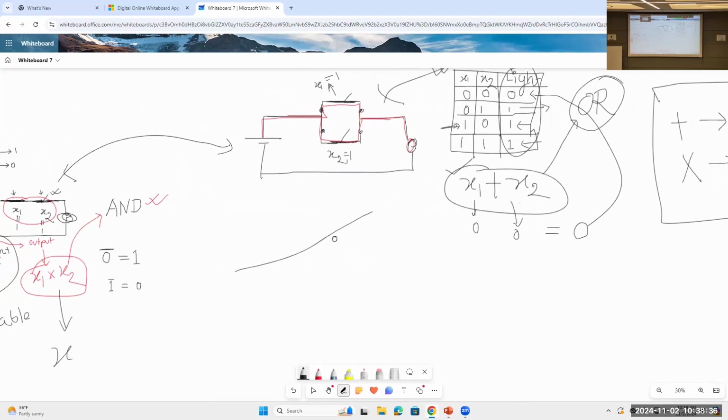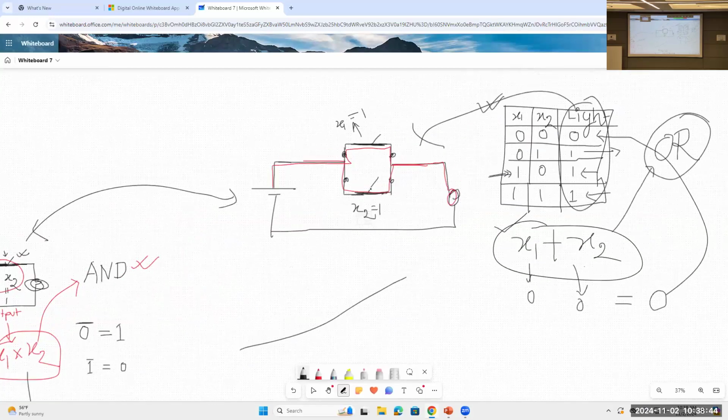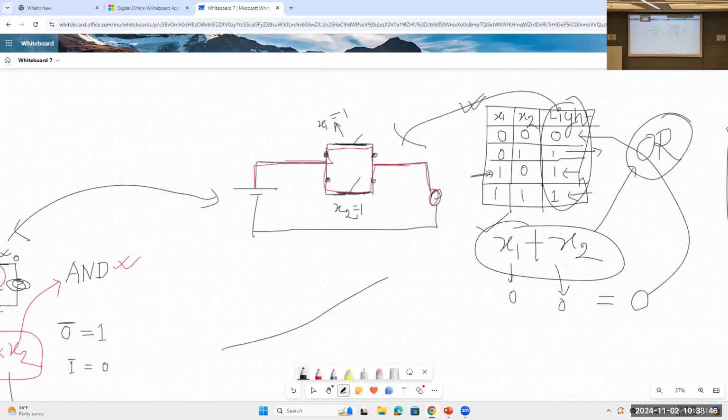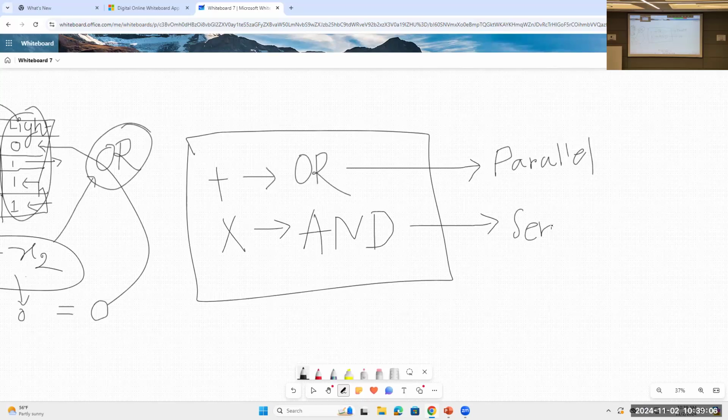And what's the difference between the circuits? In the AND circuit, the switches are series connected, and in the OR circuit, they are parallel connected. So let's also write this in the summary table. OR is parallel connected, I mean the circuit combination. In the circuit, multiplication means series connected. So this is the summary.